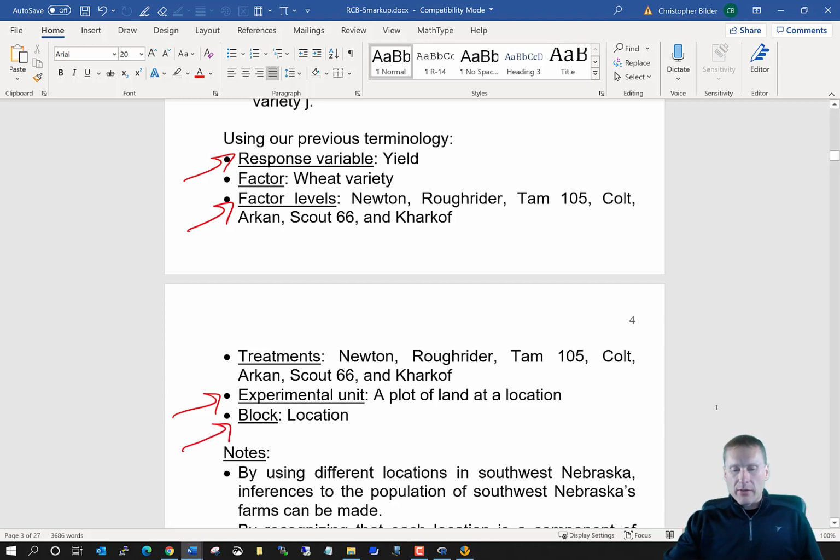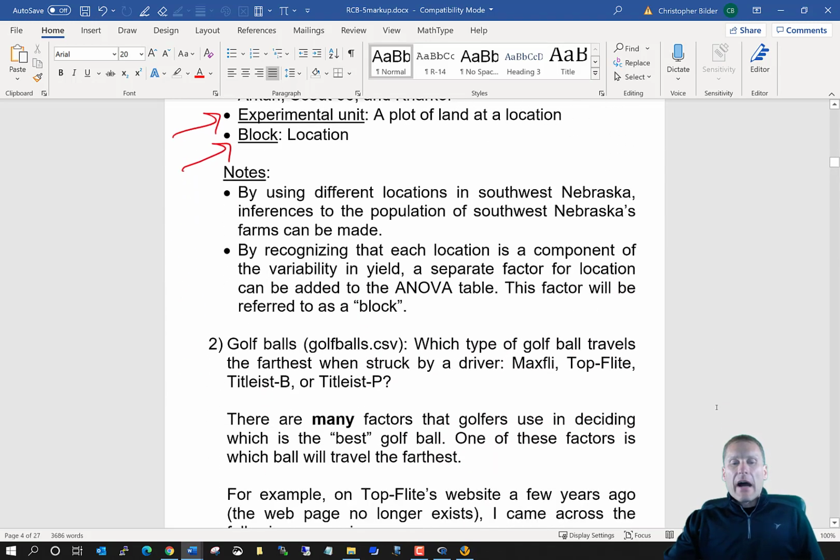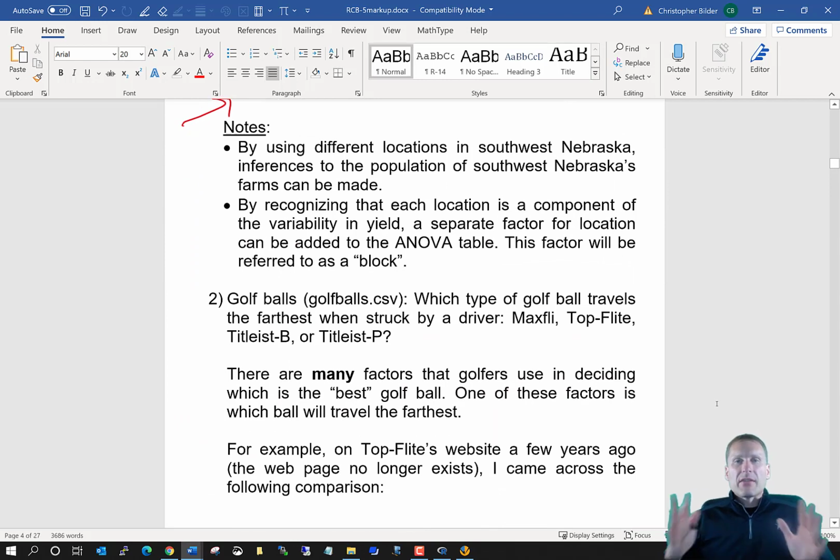Now, ideally, what you would like to do is randomly select particular farms to participate in this experiment in southwest Nebraska. What that will allow you to do is generalize your inferences perhaps to all of southwest Nebraska. What might actually happen is the farms couldn't necessarily be randomly selected, but what you're hoping for is to get a nice geographical sampling.